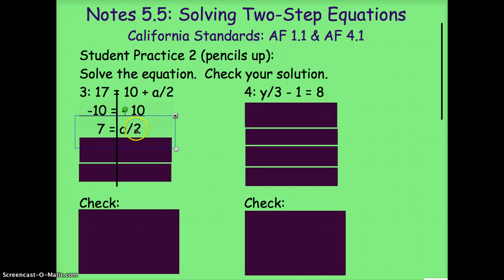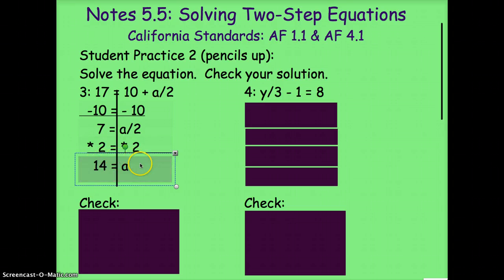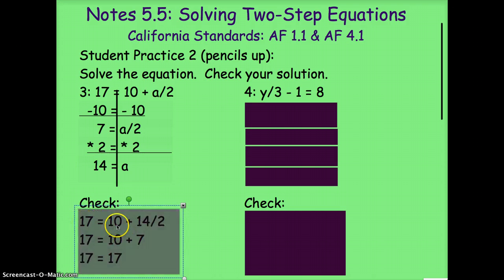The opposite of a divided by 2 would be multiplying both sides by 2. And our final answer is 14 equals a. When I plug that in to my check, I replace a with 14, and I have 14 divided by 2 is 7. 10 plus 7 is 17, so my solution checks.